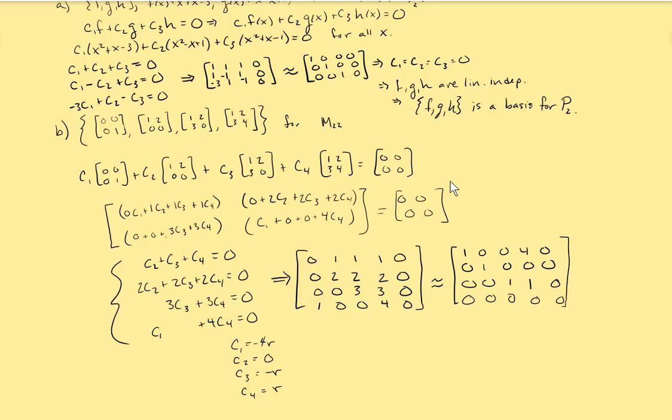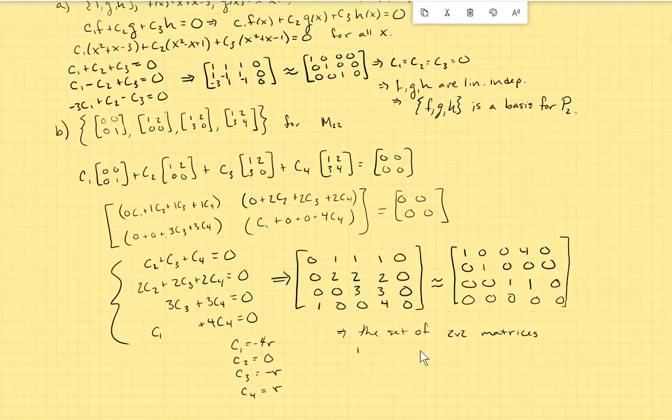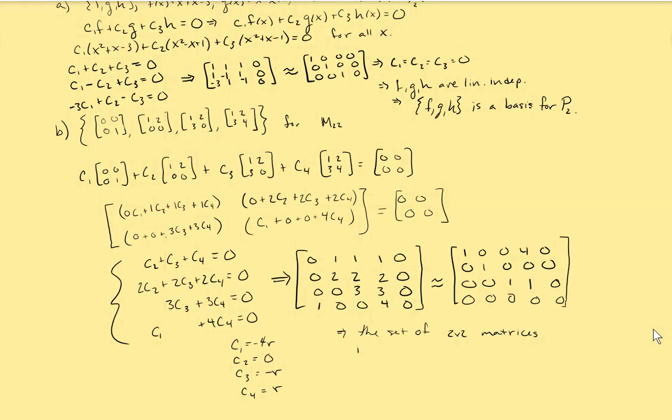This means the set of 2 by 2 matrices is not linearly independent. It is linearly dependent, which of course keeps it from being a basis. A basis must be independent.